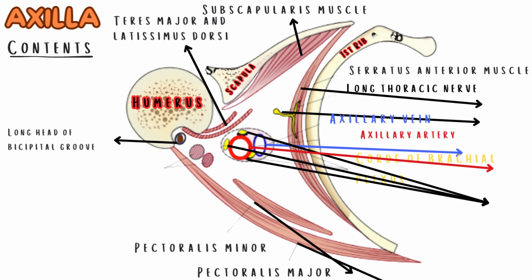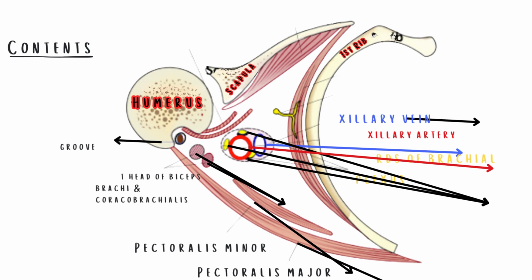Axillary lymph node enlargement is a non-specific indicator of breast cancer. At last, there are the short head of biceps brachii and coracobrachialis. These muscle tendons move through the axilla where they attach to the coracoid process of the scapula.